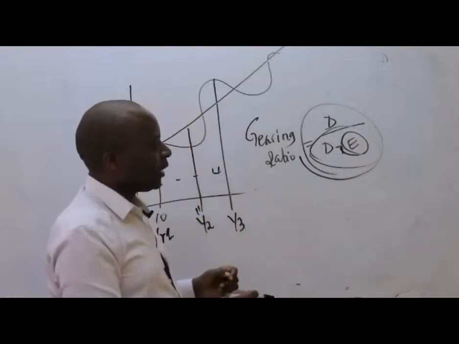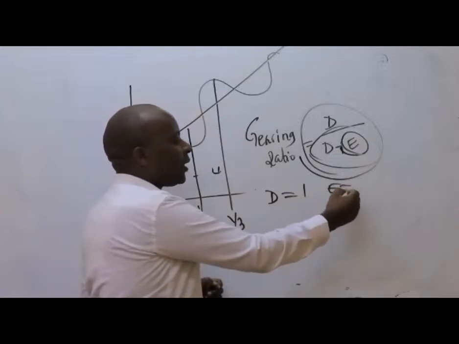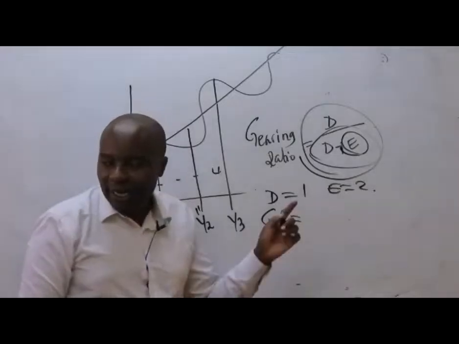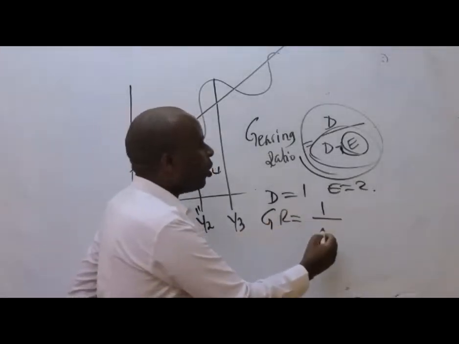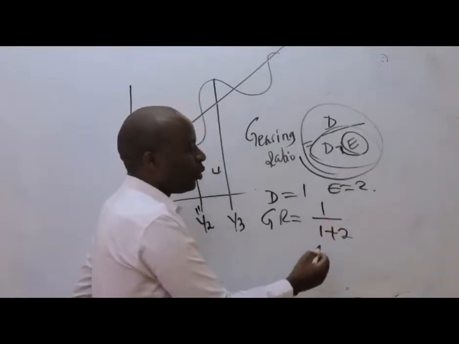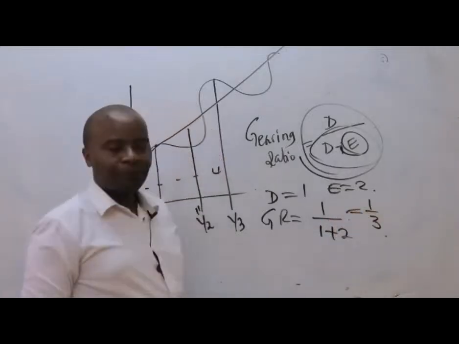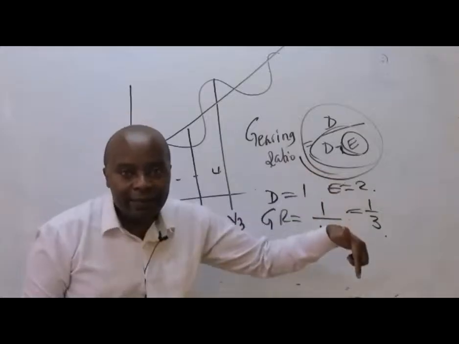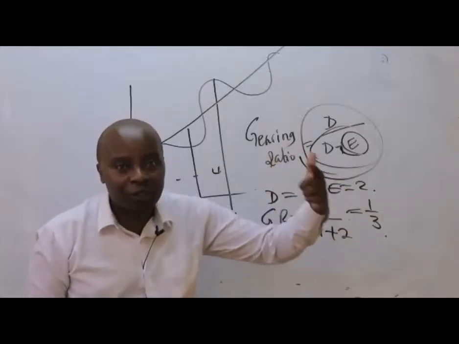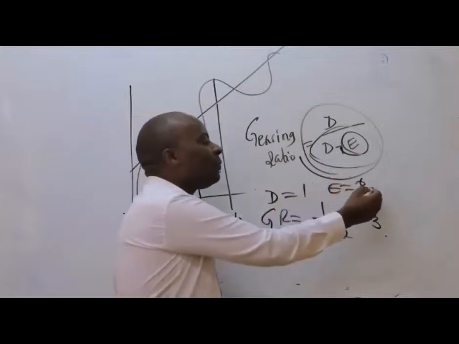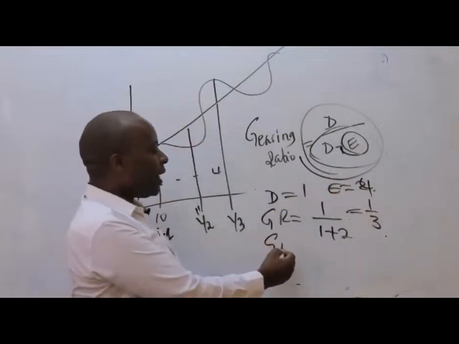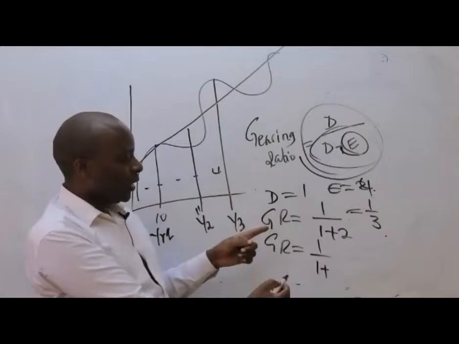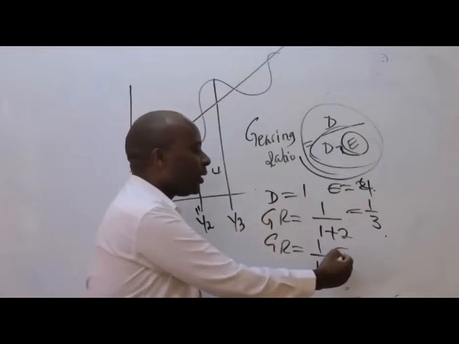Let me give you a very practical example. Assuming debt is 1 and the current equity is 2. It means the current gearing ratio will be 1 over 1 plus equity, which is 2, which will be a third. Assuming I increase this equity by retaining my profits and by issuance of shares, for example I take this equity to 4. It means the new gearing ratio will be 1 over, the debt is 1 plus equity, which now becomes 4. So this will be 1 over 5.